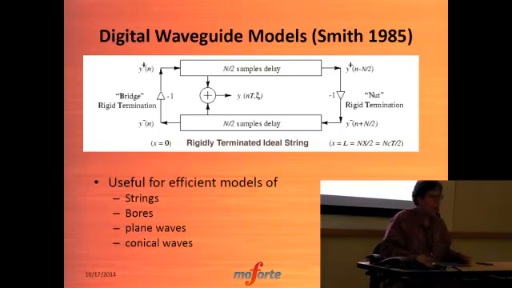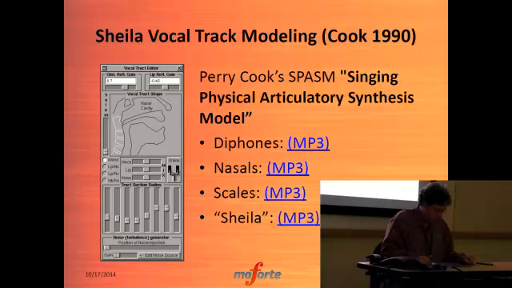Parallel to that, one of Julius's students, Perry Cook, was revisiting the problem of vocal synthesis and vocal singing synthesis. I'll just play a couple of examples of this, but around 1990, Perry Cook had developed a system called SPASM, which he also called Sheila, and here's a quick example of that.